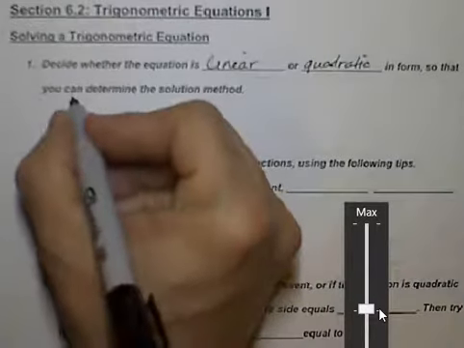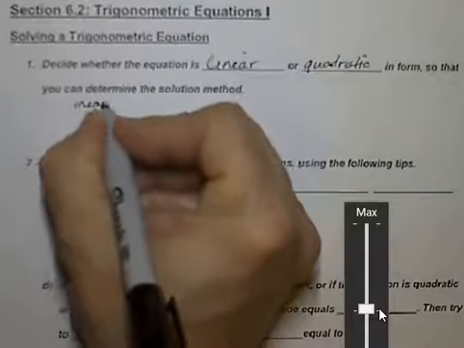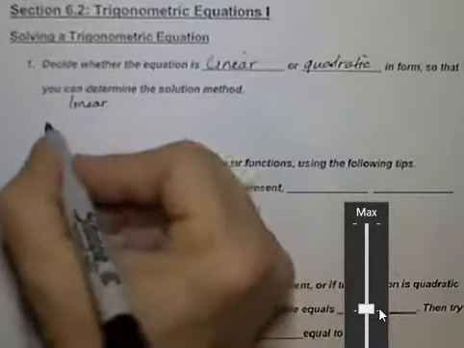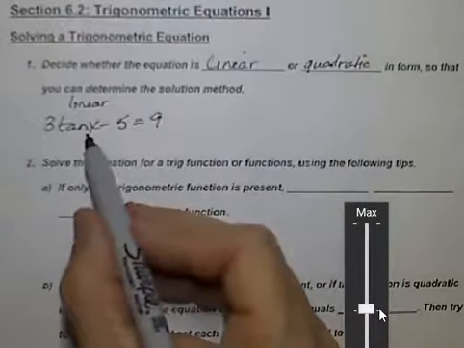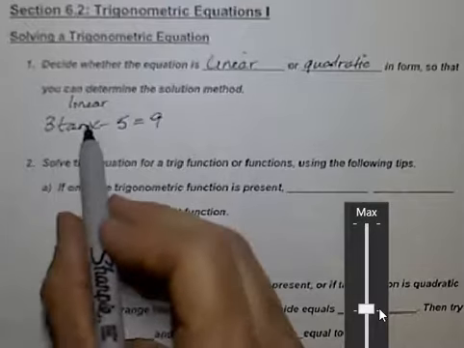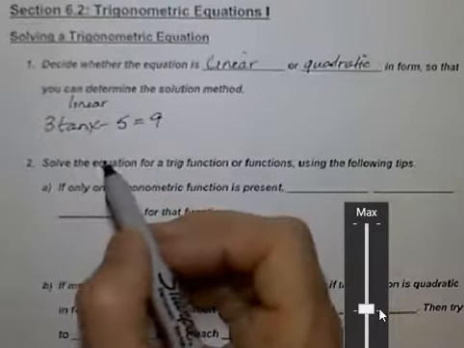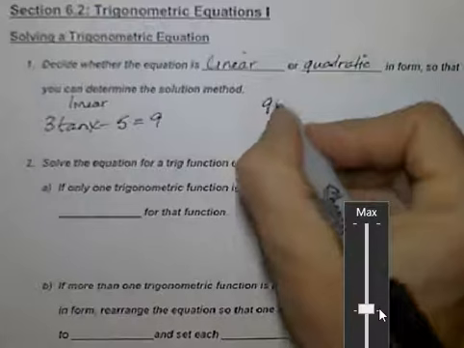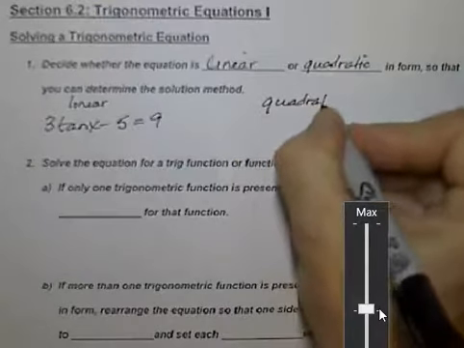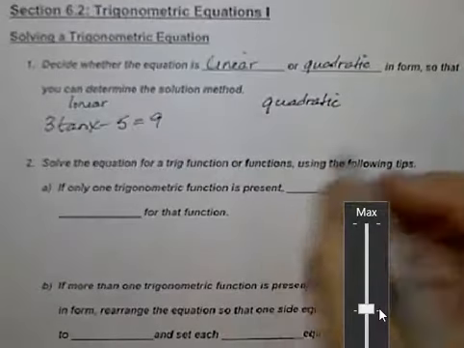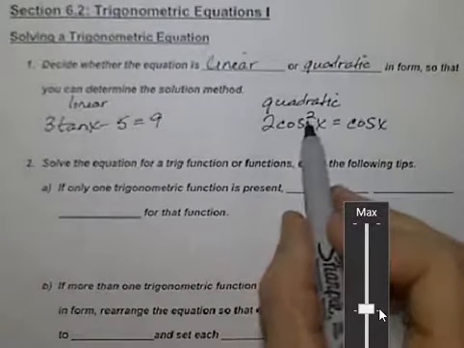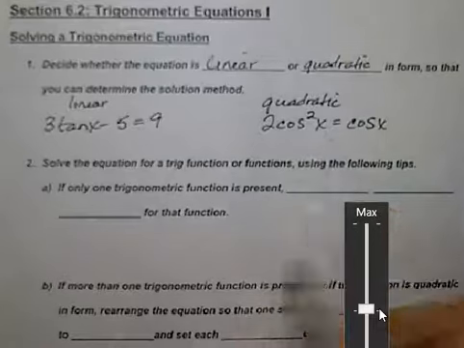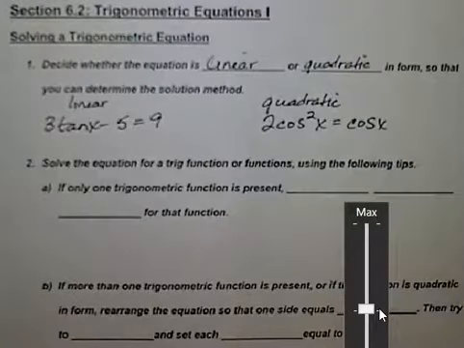So a couple of examples of these. If we're looking at a linear equation, this would be something like this. So there's only one trig function involved and we don't have any exponents in there. That makes it linear. A quadratic form equation could be something like this. It's just where you have a trig function that's squared or to an even higher power than that.